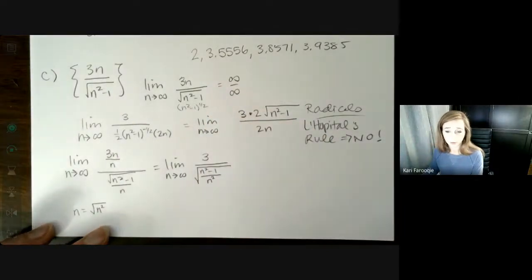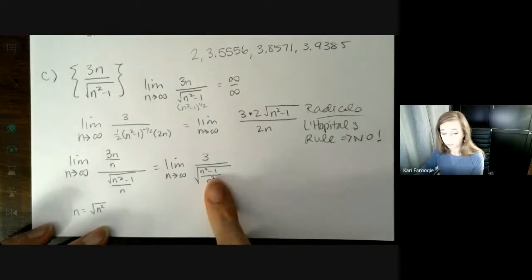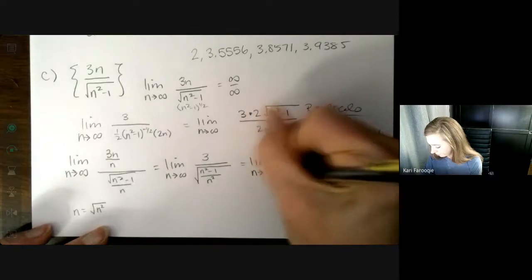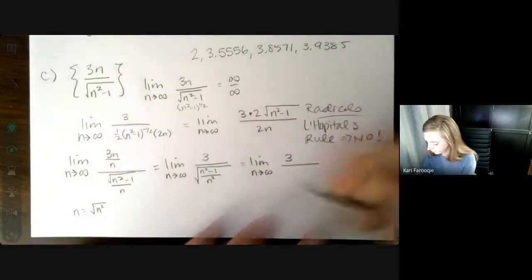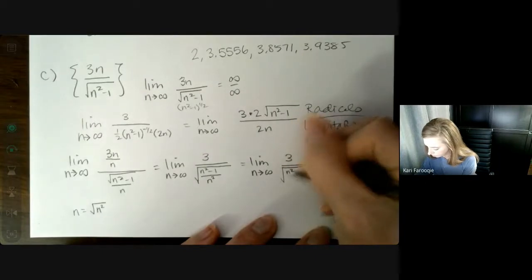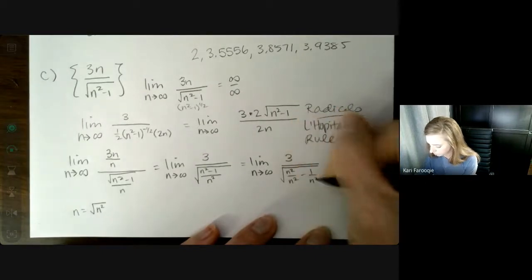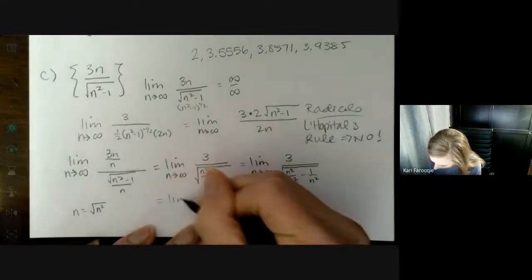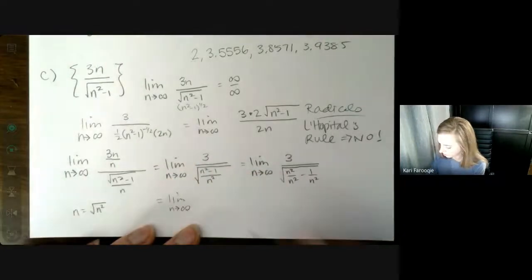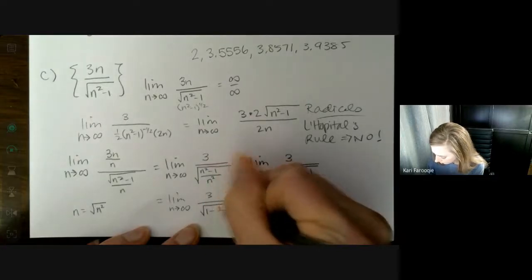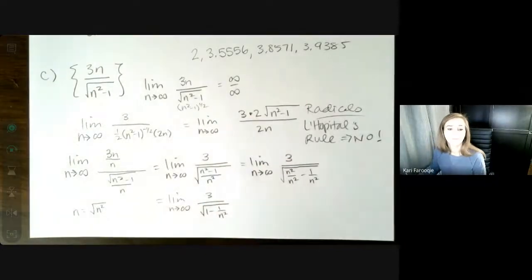And if you're wondering, well, how does this help? Split up your denominator now inside your radical. So we're going to rewrite this as the square root of n squared over n squared minus 1 over n squared. And now you can see that this is actually really good, because now you'll notice you have the limit as n approaches infinity of 3 divided by the square root of 1 minus 1 over n squared.